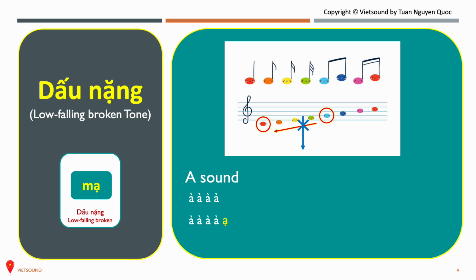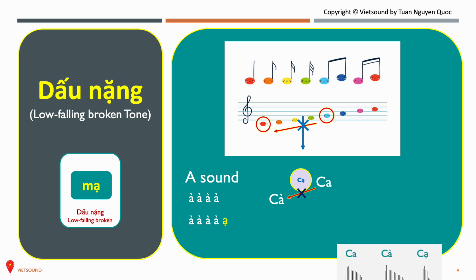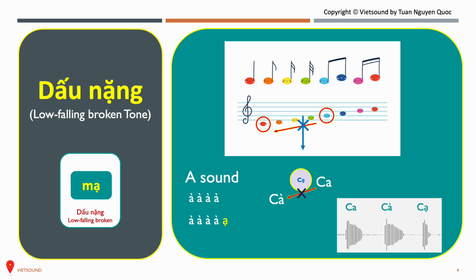Now let's try another example. Here I have the word ca. First I'm gonna make the falling tone, and we have the word ca. And now I'm gonna make the low falling broken tone, ca, ca. Okay, let's compare again. Ca without tone, ca falling tone, and ca low falling broken tone.